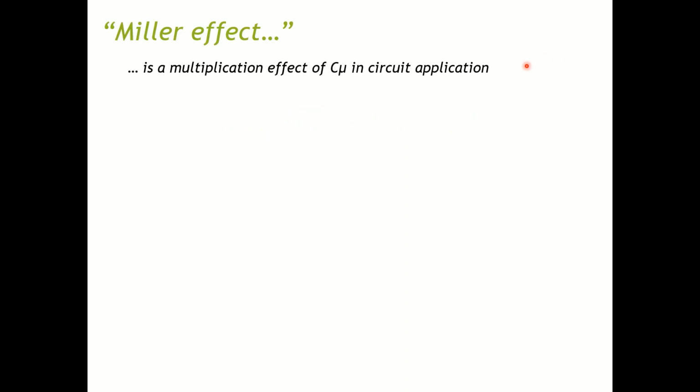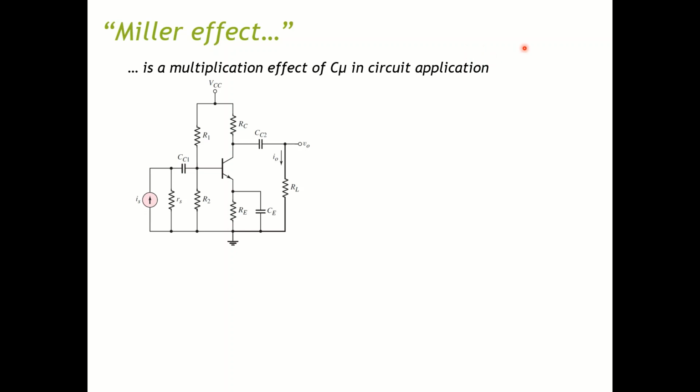The Miller effect is basically a multiplication effect of C mu in the circuit application. What is C mu again? C mu is basically the internal capacitance between the base and the collector.